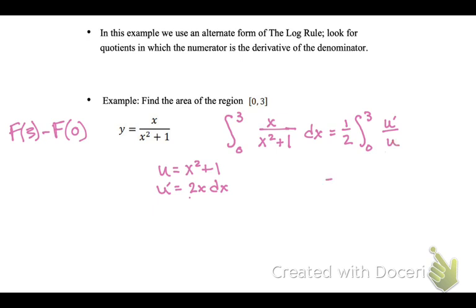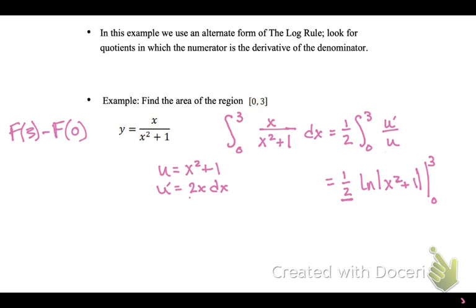So then if I have u prime over u, then it's natural log. So I have 1/2 the natural log, the absolute value of u, which is x squared plus 1, from 0 to 3. Okay. So when I plug that in, I'm going to kick that 1/2 all the way out. I'm not going to distribute it. I'm going to leave it out.